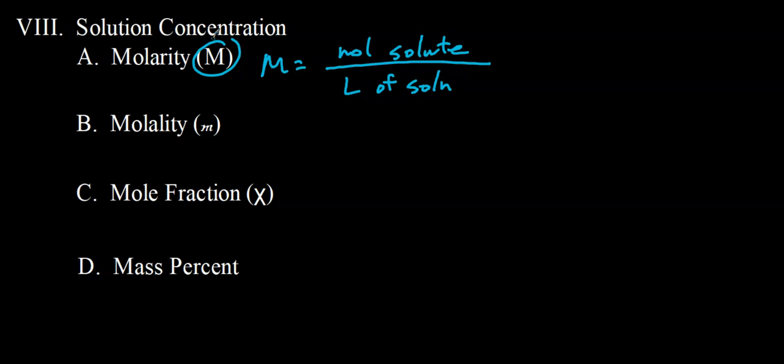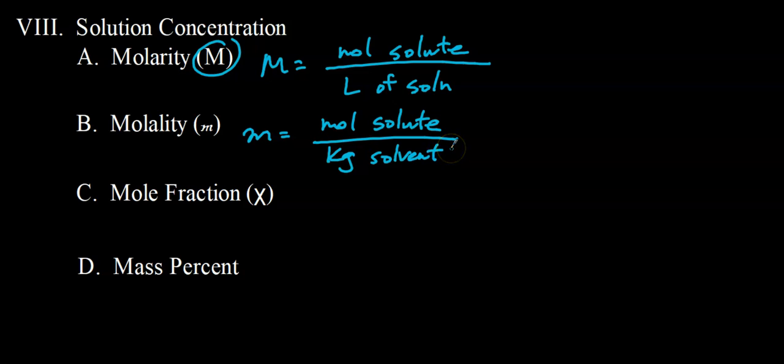Molality, the symbol is lowercase italicized m. I tried to find a font that would work for that, so when I write, I just kind of write a cursive m. So molality, like molarity, is also a ratio. It is a ratio of moles of solute, this time though, per kilogram of solvent. So per mass of the solvent in kilograms.